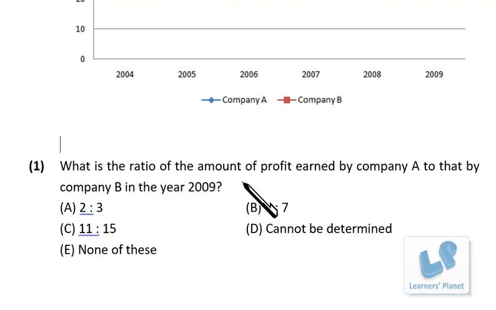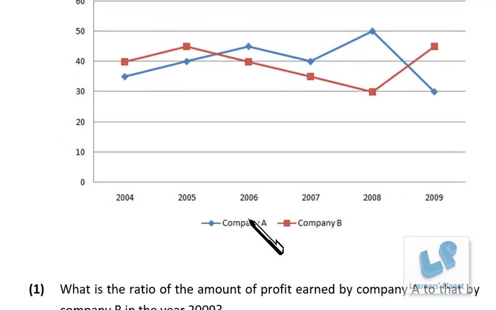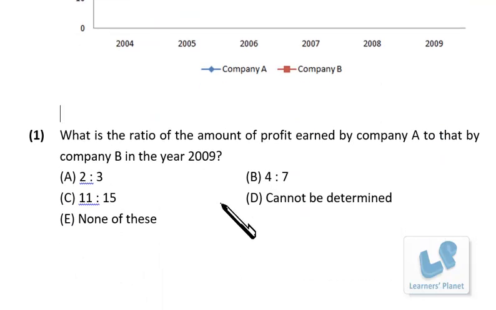What is the ratio of the amount of profit earned by company A to that by company B in that year? Since we do not know the income and expenditure, we just know that we can calculate their ratio, but we cannot get their absolute values, right? So this is not possible for us to calculate. So it cannot be determined, right?